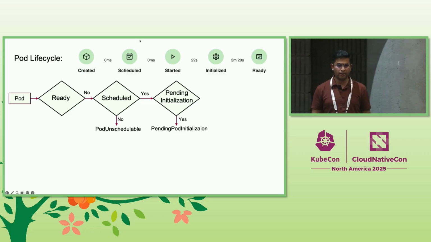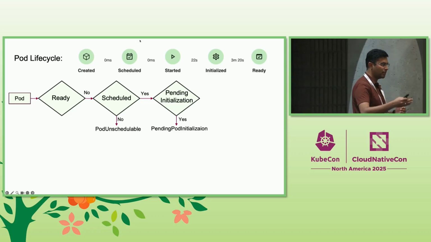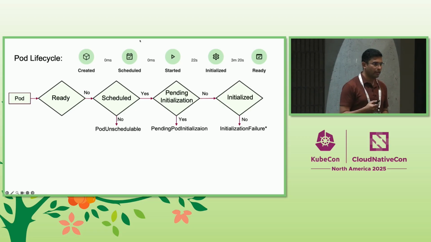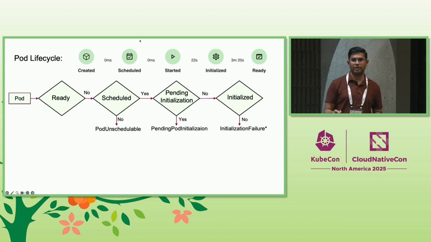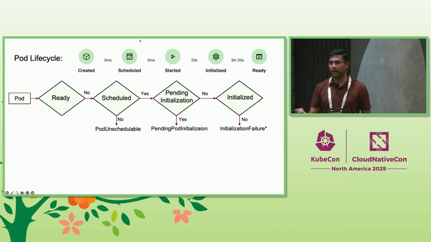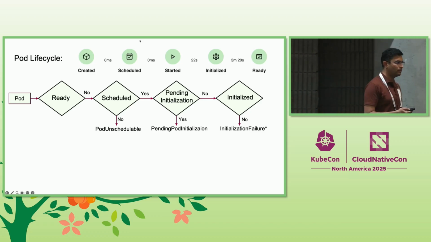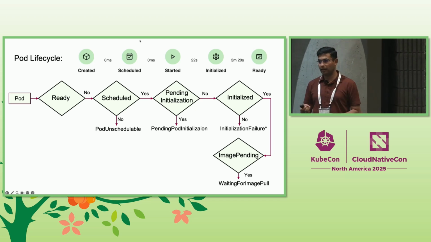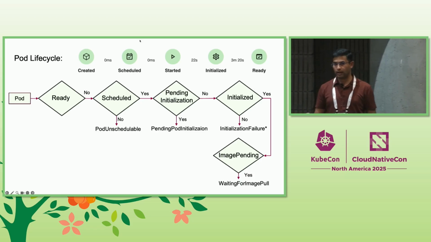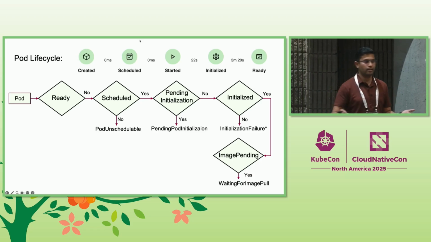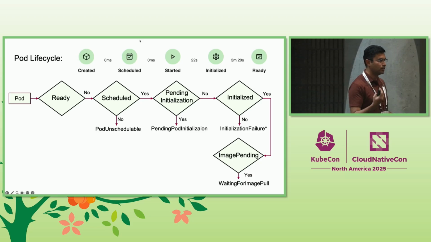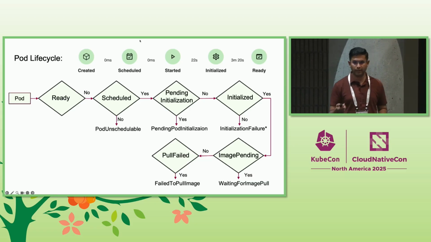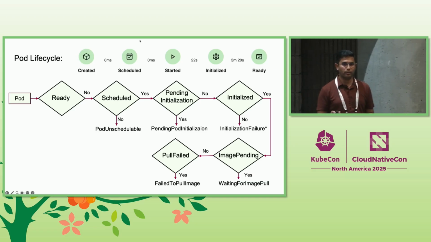If the pod is scheduled, we ask the question, has the pod really begun? That means, have any of the init containers started? To capture that stage, it is categorized as pending pod initialization. If not, we check if all the init containers have completed successfully. Any failures at this phase will be categorized as initialization failure. At this point, the main container application image starts downloading, and depending upon the size of the image or network delays, it might take a certain time. To capture that phase, we categorize it as waiting for image pull. And if for some reason the download fails, we call it failed to pull image.